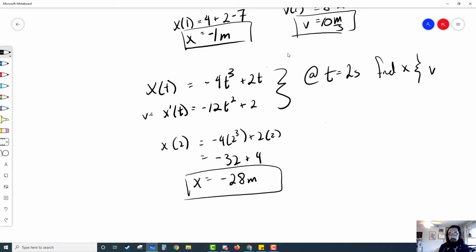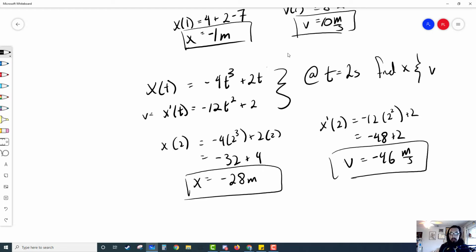And for the velocity, x prime of 2, we have -12 times 2 squared plus 2. So 2 squared is 4, and 4 times -12 is -48, plus 2. We get -46 meters per second. This is our velocity. So we know that at 2 seconds, the object is moving pretty fast at -46 meters per second. And remember, this negative just means that it's moving in the negative direction. It does not mean it's fast or slow. And it will be located precisely at -28 meters.